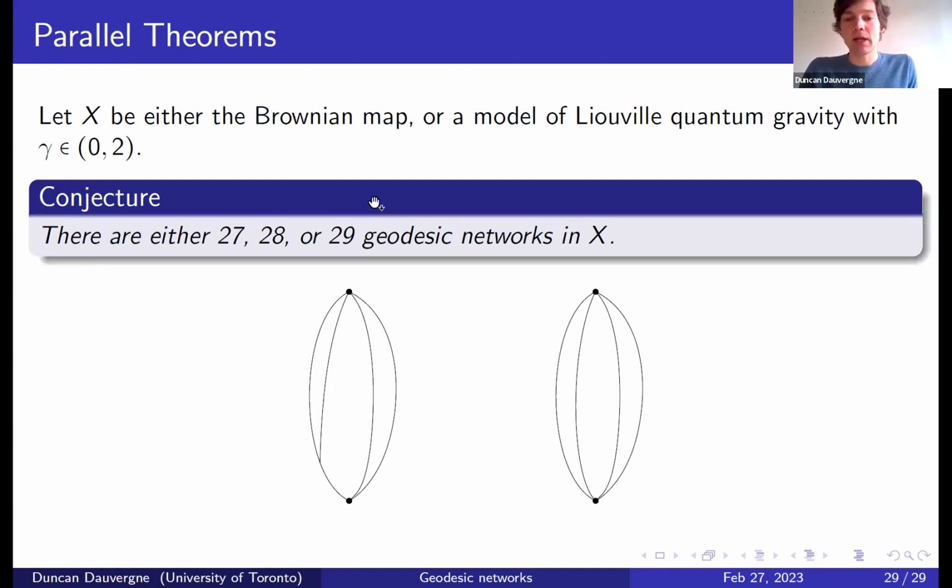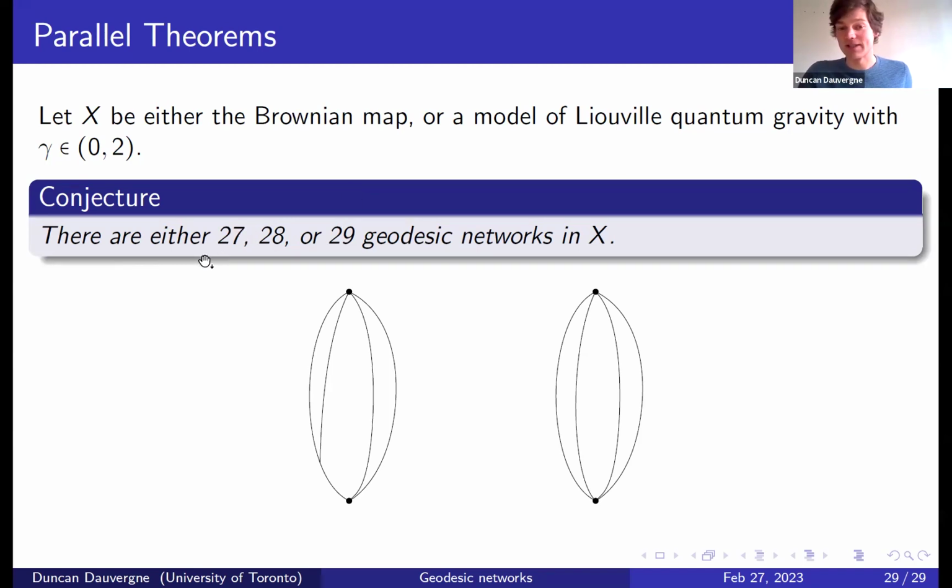Okay. And some of the things that I've been saying, some of the soft parts, it's not completely clear which of the arguments are soft and which are hard. A lot of the soft arguments should go through in these models. And so based on this, you can follow the heuristics and think, well, how many geodesic networks could you potentially get in a model of Liouville quantum gravity? And what it suggests is that there are 3 possibilities.